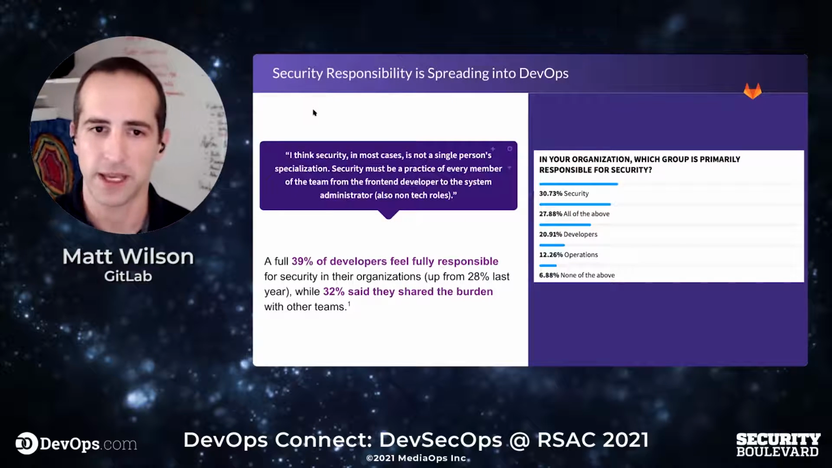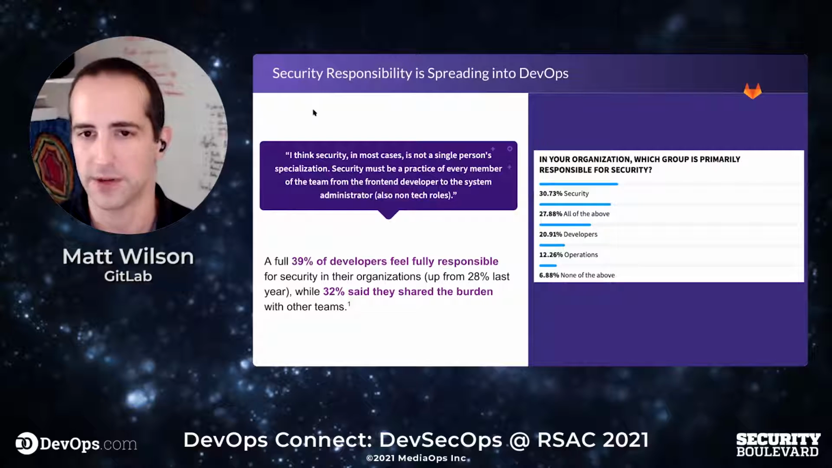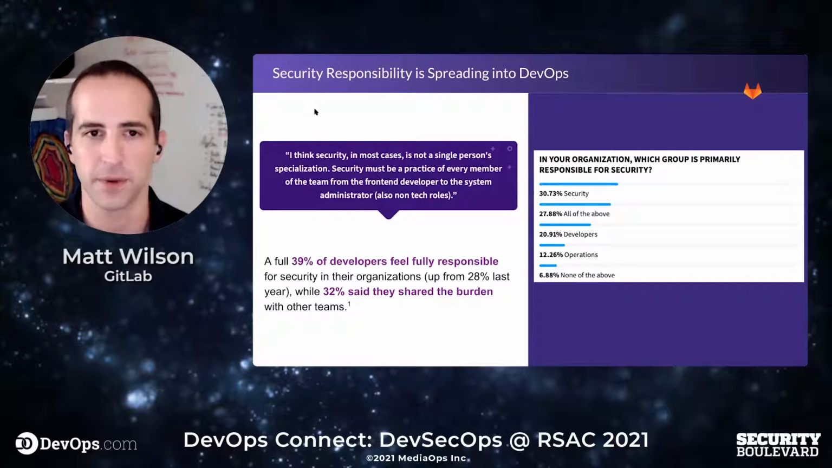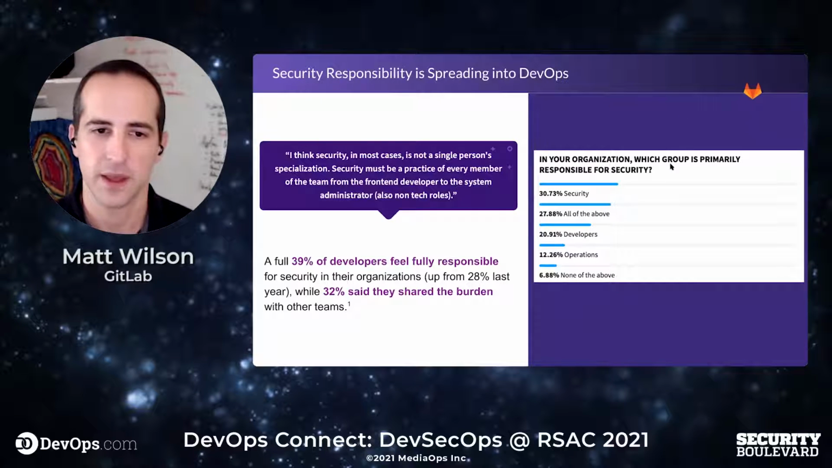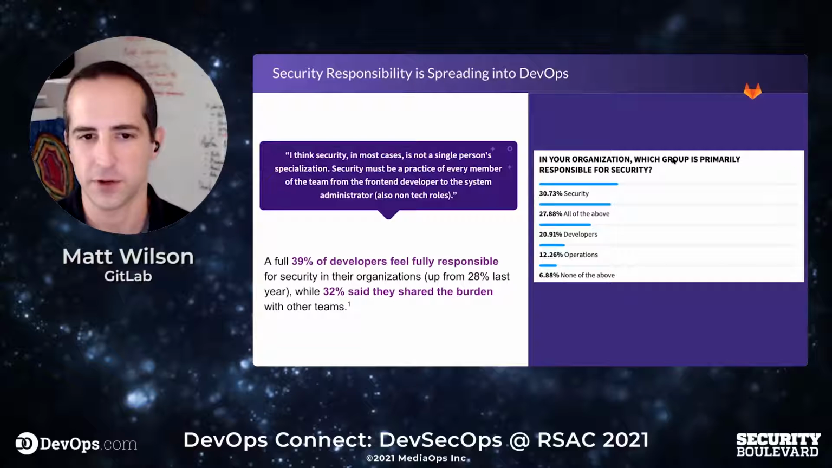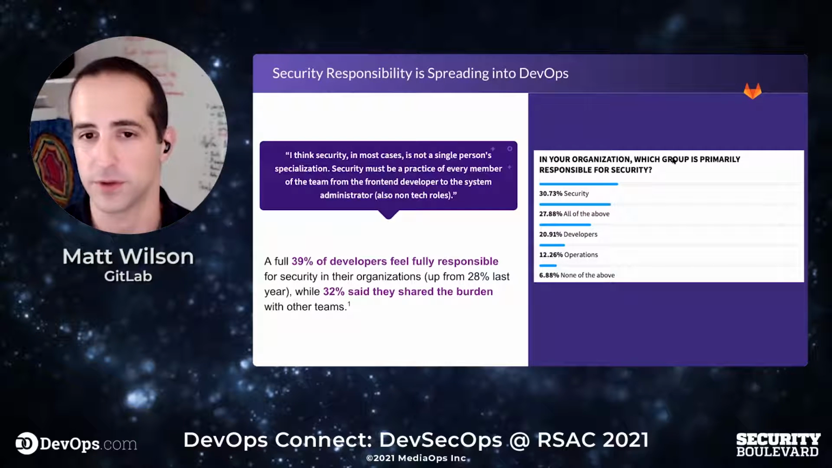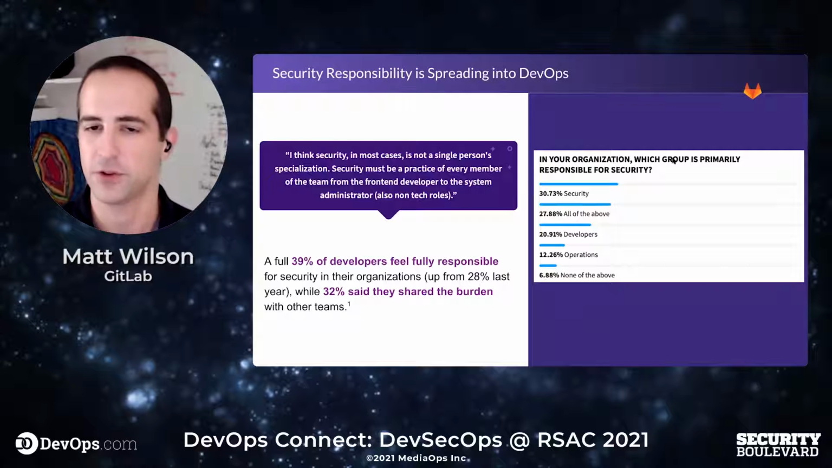So GitLab runs a global DevSecOps survey every year, and the 2021 results had responses from over 4,000 individual practitioners in the field from across disciplines. One of the interesting findings is that almost 40% of developers are now feeling fully responsible for security in their organization, and about a third said that they're sharing this with other teams.